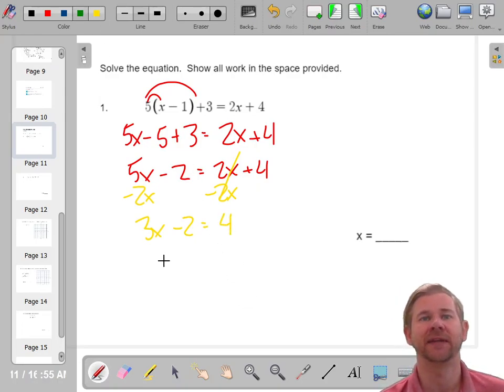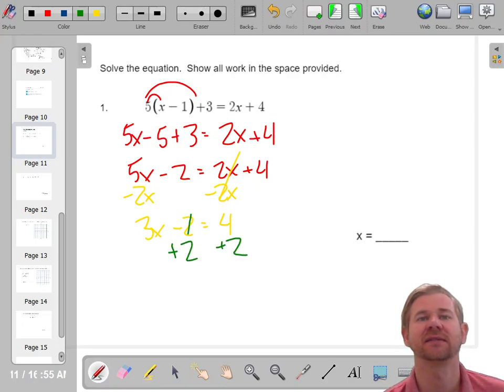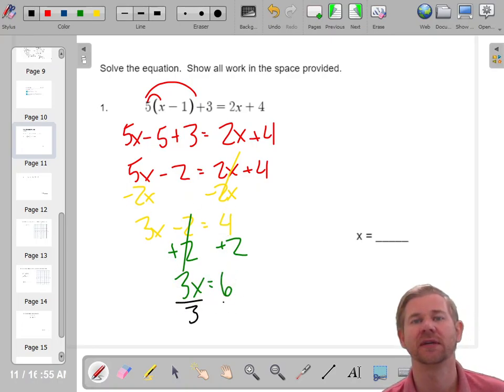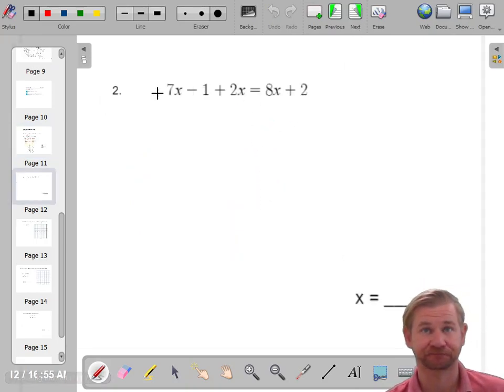And now that I've got a two-step equation, this should be pretty straightforward. Get rid of the minus 2 by adding 2 to both sides. Now you have 3x equals 4 plus 2, which is 6. And lastly, you're multiplying by 3, so divide by 3 and you get x equals 2. Okay, so you had to distribute and combine some like terms. No big deal. Let's try another one.